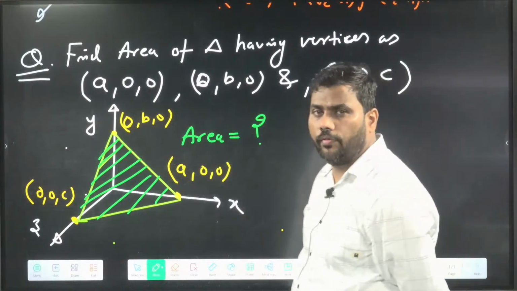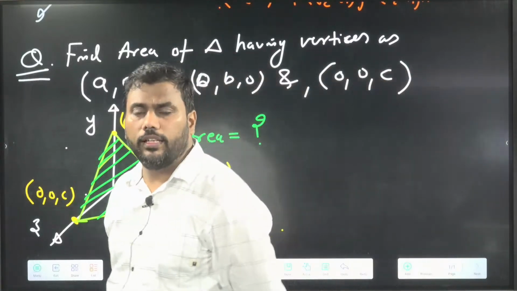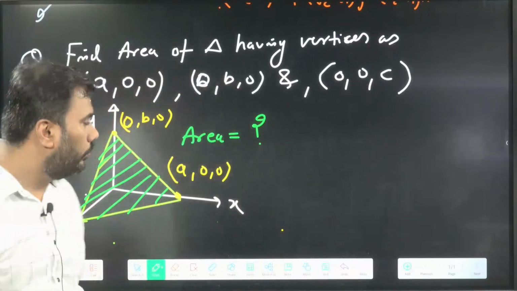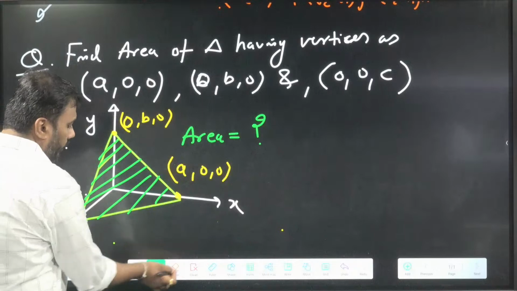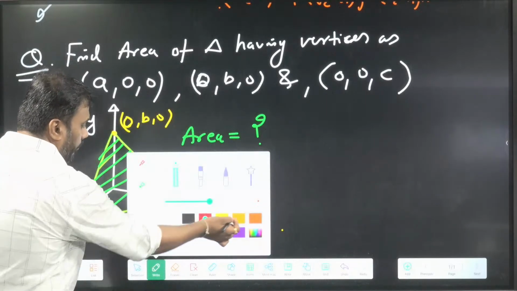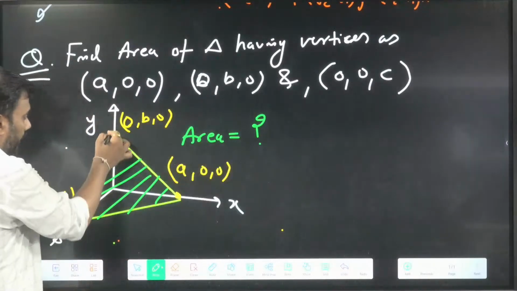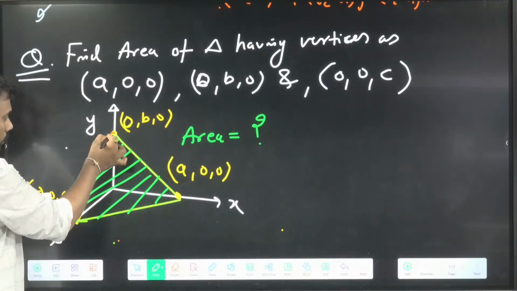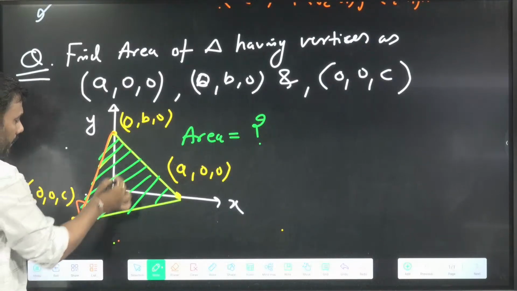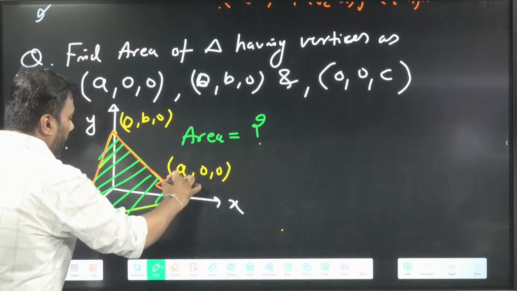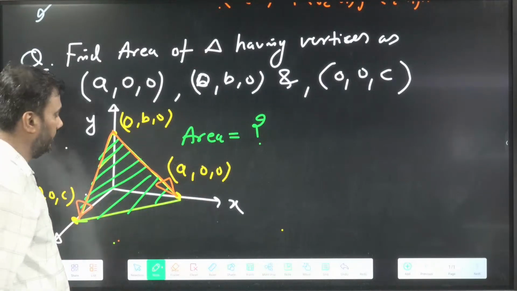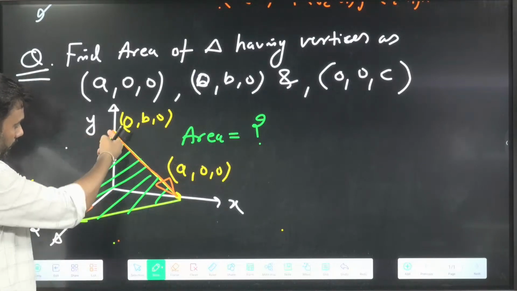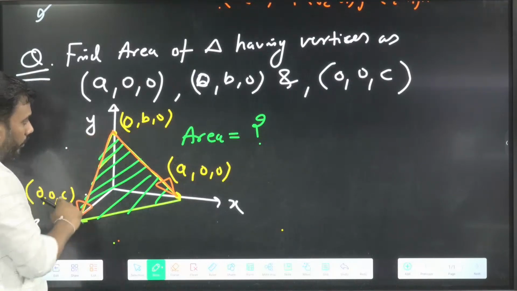Just use the concept of displacement vector, the vector connecting 2 points. You can find the 2 side vectors of this triangle. If you can find these vectors, then the area will be half the magnitude of the cross product of them. The vector goes from the starting point to the end point.